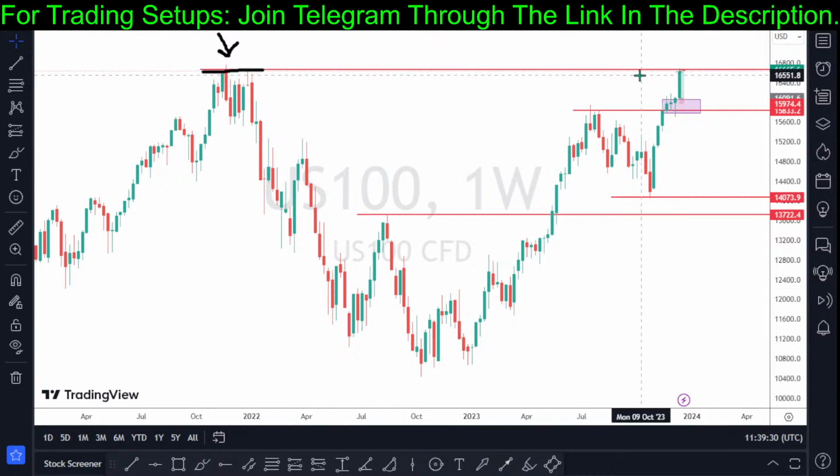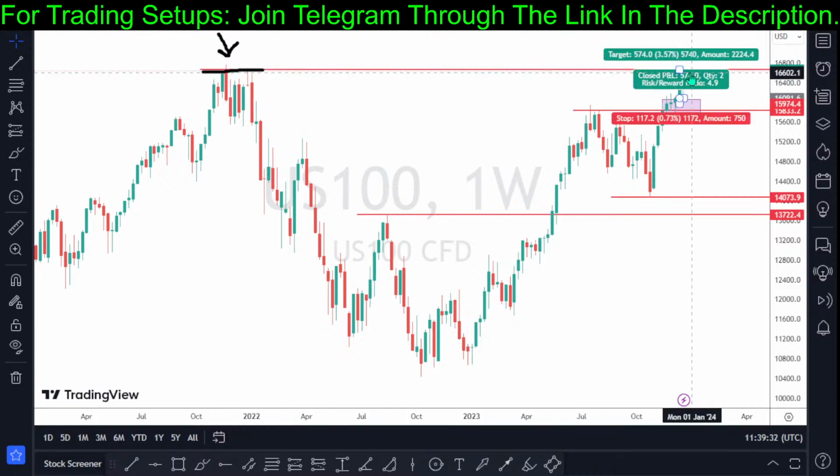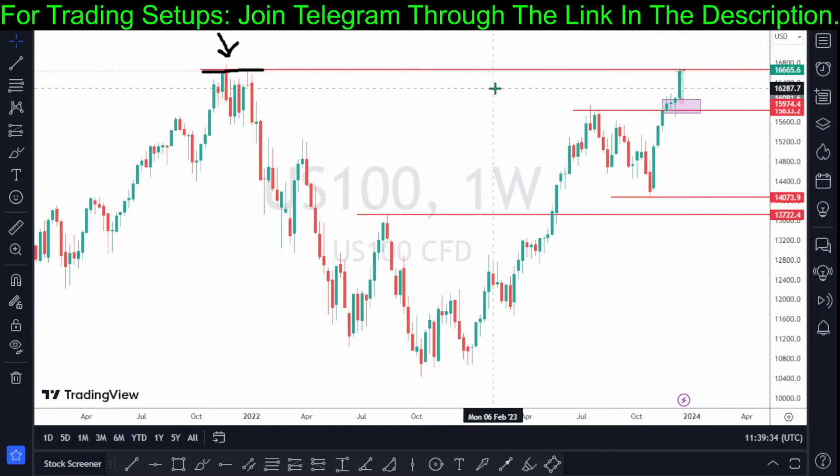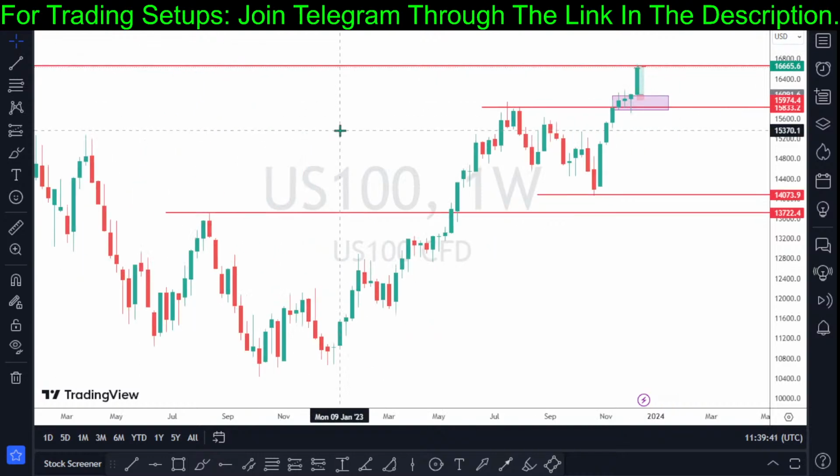So for those of you who want to long to this structure right here, you have to be very, very careful of what you want to do right here, because you're trying to long into a resistance structure, which you should never do.